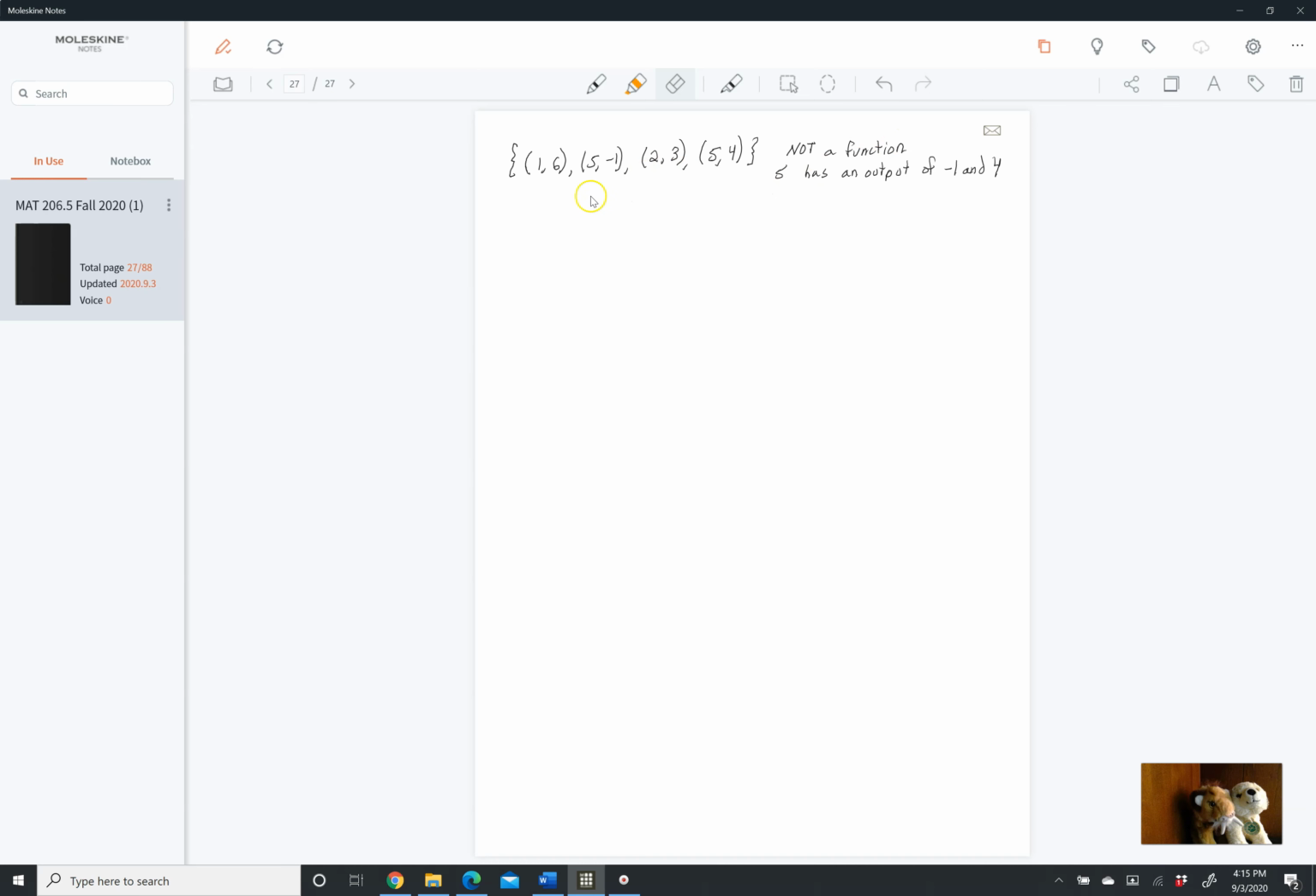So here, when you look at the sets, what you're looking for is, are we repeating inputs? Because if there are inputs that repeat, then it's not a function. And as soon as you find one that repeats, you can stop looking. It doesn't matter if 2 only has 1 output or 2 outputs. It's already not a function. Let's take another example.